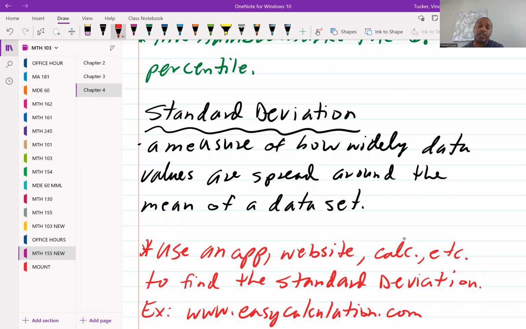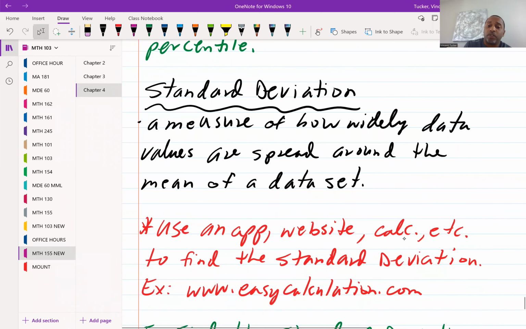I'm not asking you to purchase anything new. Free stuff is all around the place. I suggested easycalculation.com, and I'll show you how that one works in a second. You just need something reliable that will help you to calculate the standard deviation. The formula can be a little involved depending on how many data values you have, but if you mistype one data value or miscalculate one time in the process, it messes up the rest of the process and your answer is going to be incorrect.